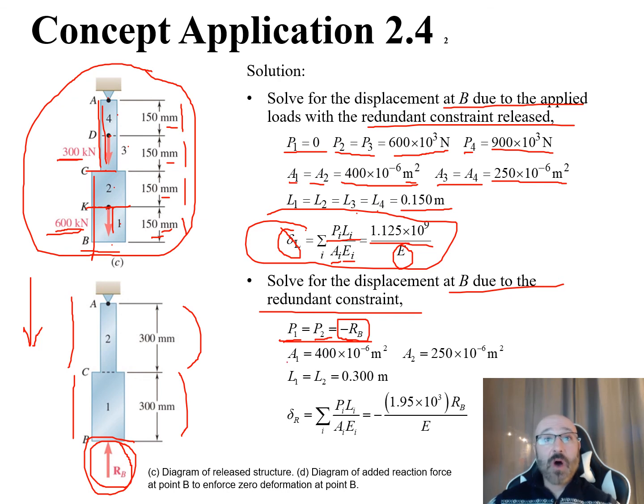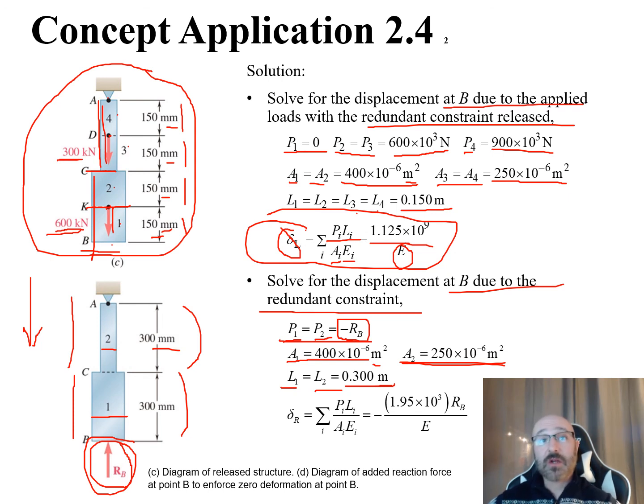Now our area in 1 and our area in 2 are different. So our cross-sectional areas A1 and A2 are different. For A1 down here, the cross-sectional area is 400 times 10 to the negative 6 meters squared. And our cross-sectional area in 2 up here is 250 times 10 to the negative 6 meters squared. From that, our next step is to look at our length. Again, we just mentioned L1 is equal to L2. These are both equal to 0.3 meters. Again, we convert to meters, since everything else we're dealing with is in meters as well. We want to make sure we convert from millimeters to meters. So rather than 300 millimeters, this is 0.3 meters.